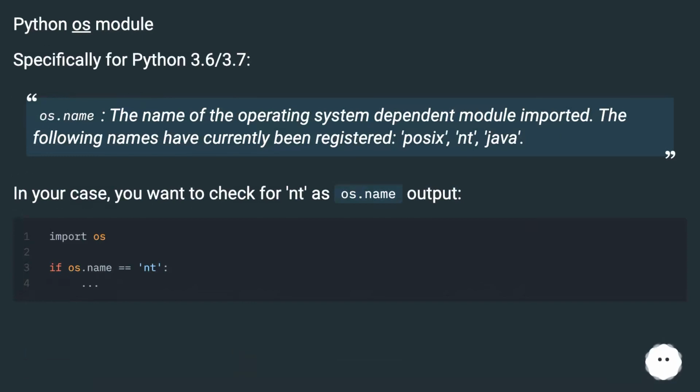Python OS module. Specifically for Python 3.6/3.7. os.name, the name of the operating system dependent module imported. The following names have currently been registered: POSIX, NT, Java. In your case, you want to check for NT as os.name output.